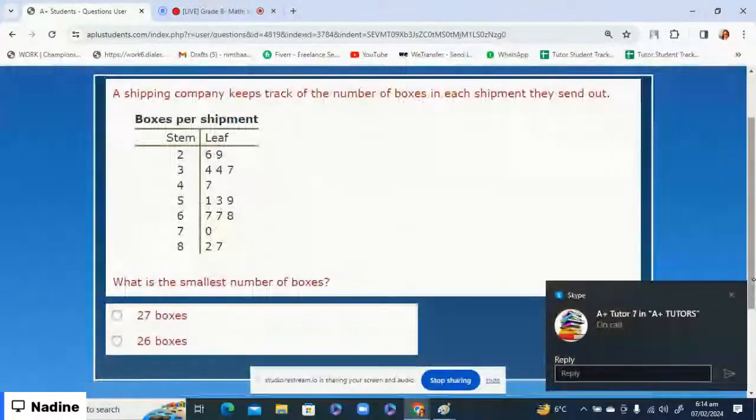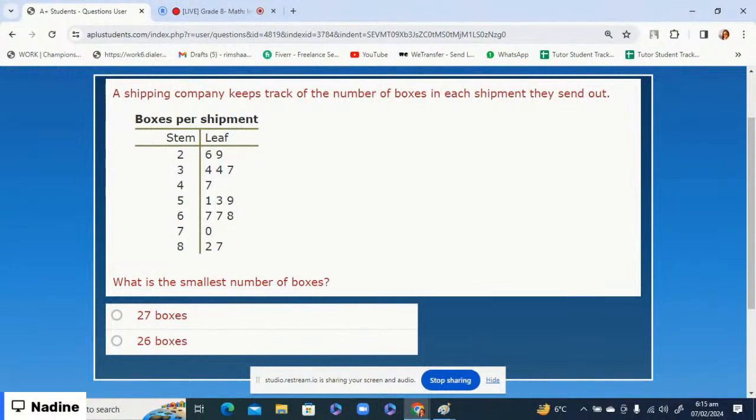Now let's do this one. A shipping company keeps track of the number of boxes in each shipment they sent out. What is the smallest number of boxes? Which is the smallest number of boxes? What is the smallest stem here? That is 2. And check the leaf. The smallest leaf with the stem 2 is 6, which is 26. So the smallest number is 26.